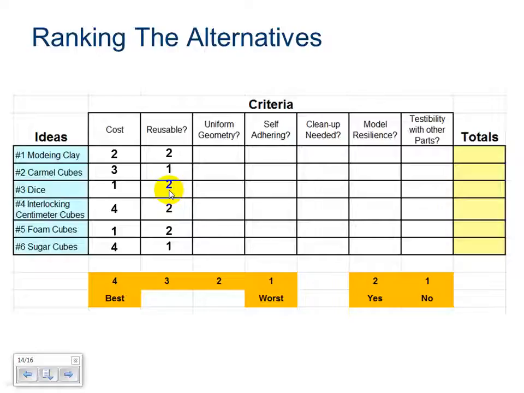Dice, yes, definitely, totally reusable. So I'm going to pick 2 for yes. Interlocking centimeter cubes, totally reusable. Foam cubes are reusable, so that's a 2. And then sugar cubes, yes, they're reusable, but I don't know that they would save for a whole year until next year when we could do this project again, and so I gave them a 1 for no. So let me show you how I ranked uniform geometry. Again, it's not a yes or no question because they could have some uniformity and not totally uniformity, so I ranked them using the 1 through 4 scale.